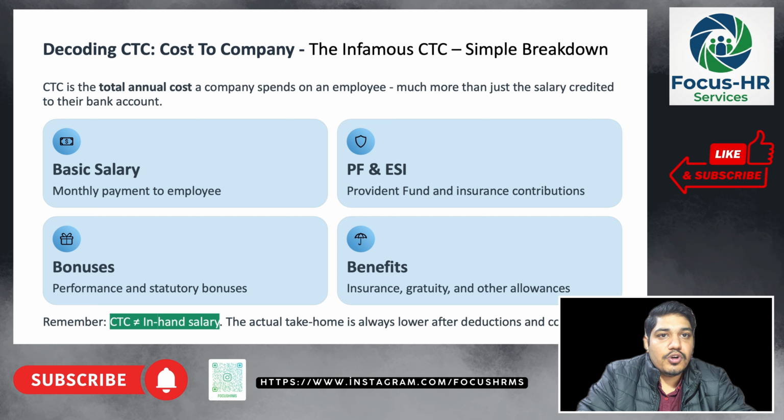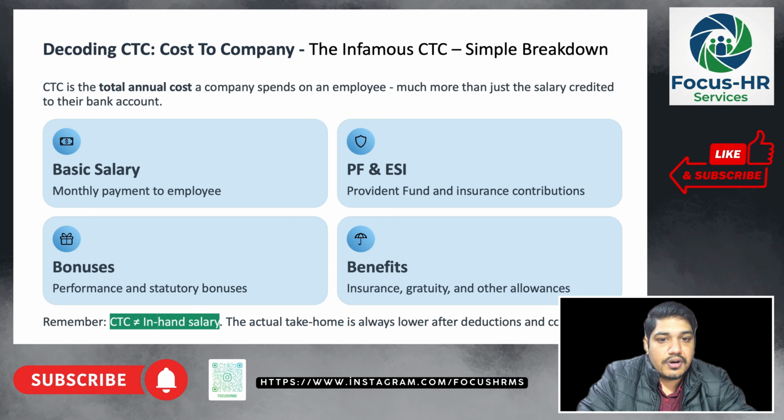So let me break down what CTC actually means. CTC stands for cost to company, the total annual cost the company spends on you as an employee. It's way more than just the money hitting your bank account every month. Look at these four main buckets. Number one, basic salary. Number two, PF and ESI. Number three, bonuses. Number four, benefits.